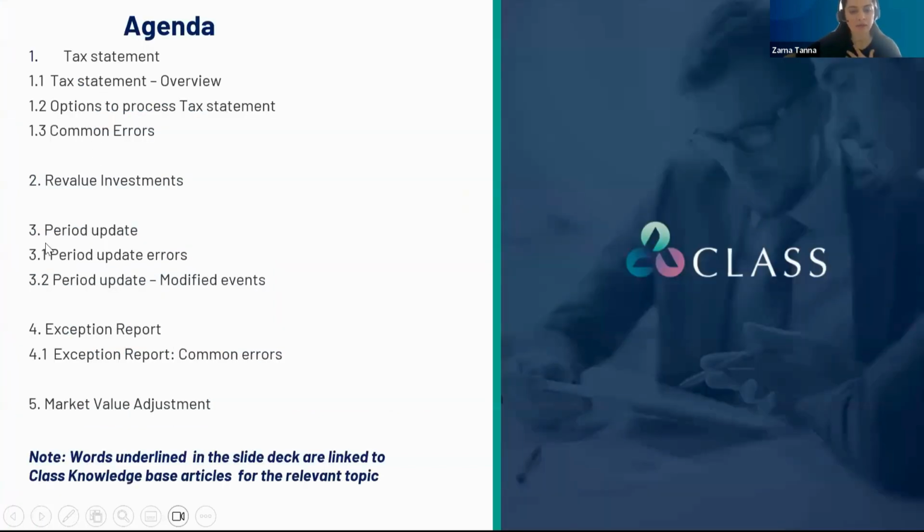The agenda for today would be discussing the tax statements, looking into an overview of what a tax statement is, what the options are for you to process the tax statement, any common errors that you could encounter while processing tax statements, how to revalue investments, period updates, any errors that you could encounter, modified events, looking into the exception reports and any common errors, and market value adjustment in the end. Please note any words underlined in the slide deck are linked to Class knowledge base articles for your relevant topics.